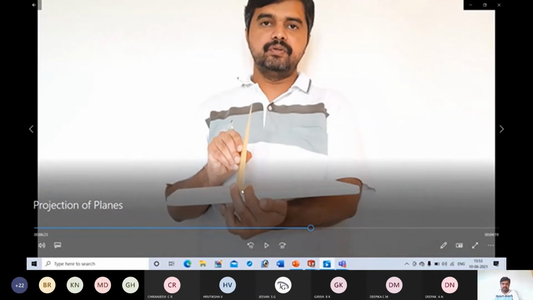So in the second position, in the first position, you can see it is making inclination with HP, but this edge still remains perpendicular to VP.